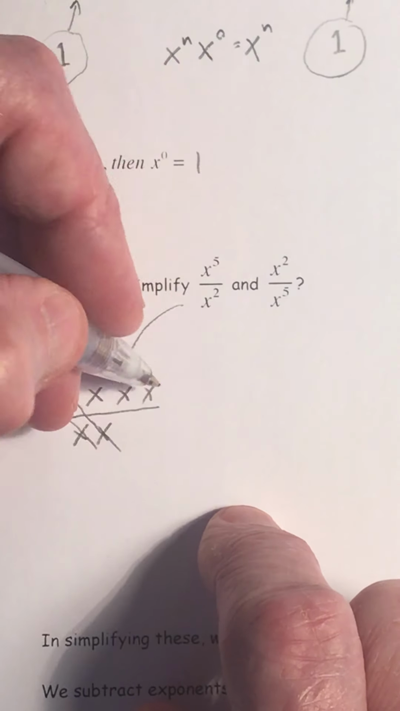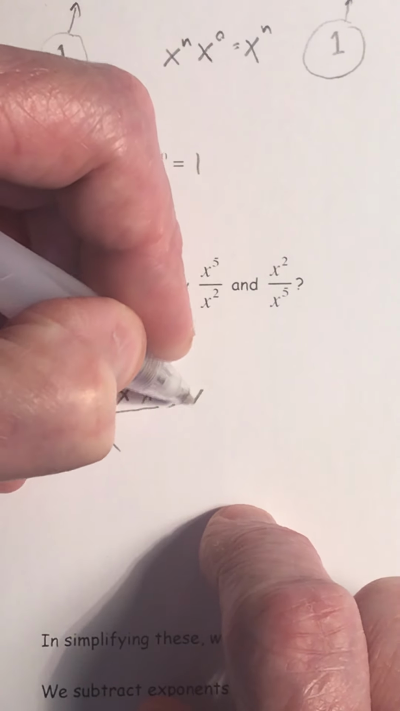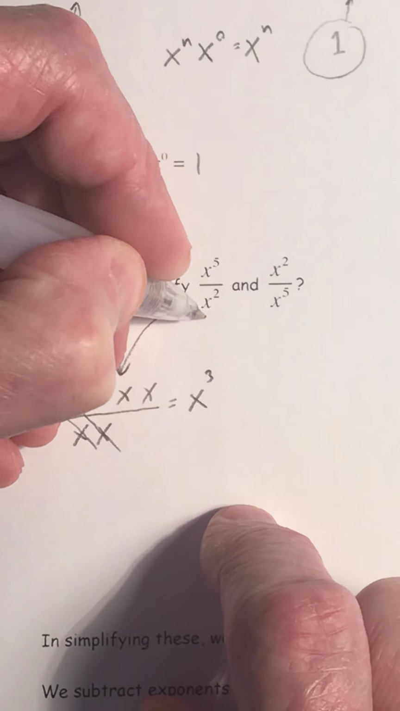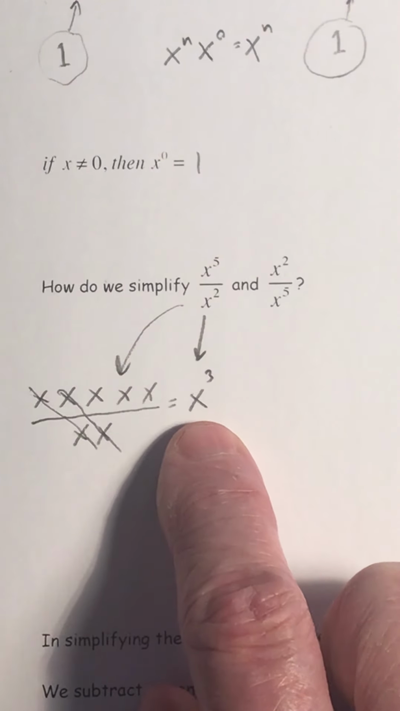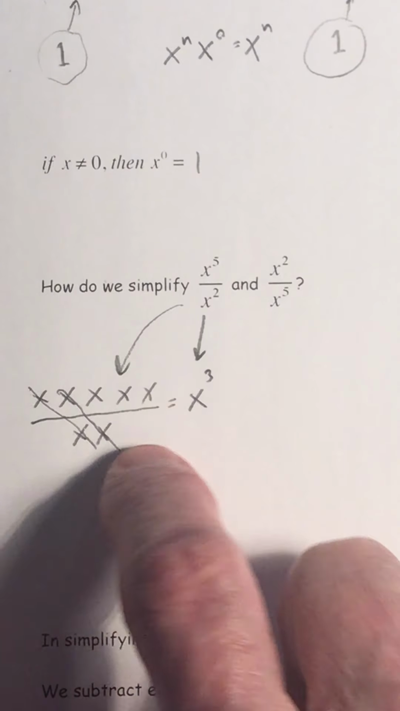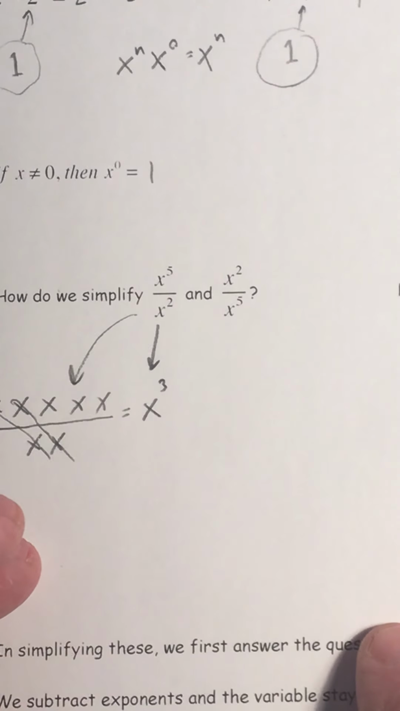What's the result? What's left over? Just x to the 3rd power. So this turns out to be equal to x to the 3rd power. I don't want to do this all the time. Let's see if we can figure out a shortcut.